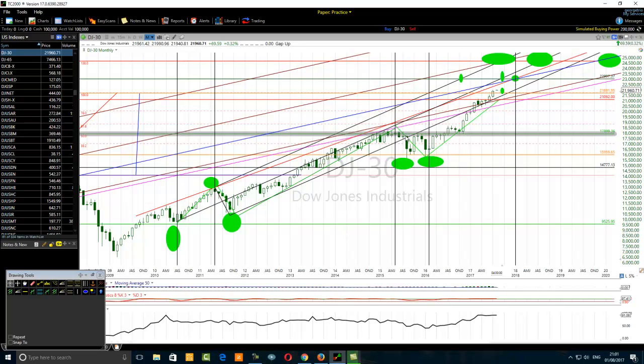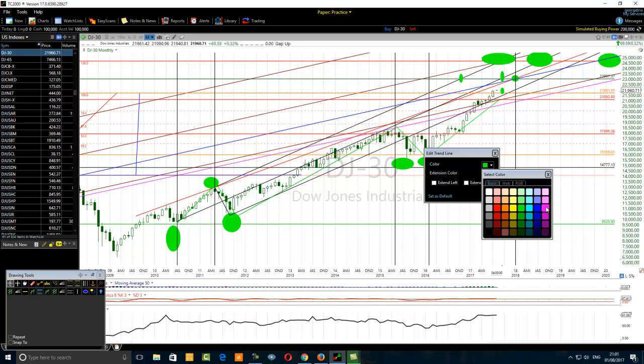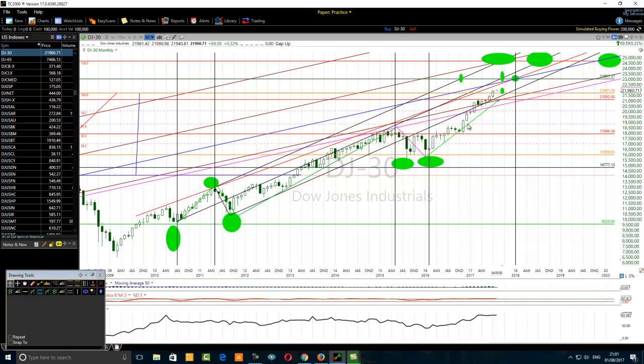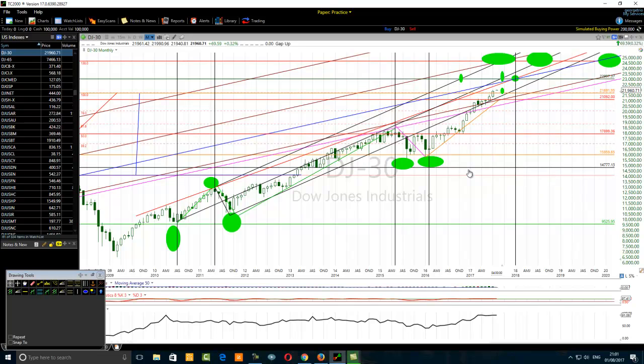Alright, followed by the fourth Elliott wave. Going to change the color of the fourth wave into pink. Alright. And we are now in the fifth Elliott wave. Fifth Elliott wave, I'll use orange. So that's our fifth Elliott wave that is developing right here.